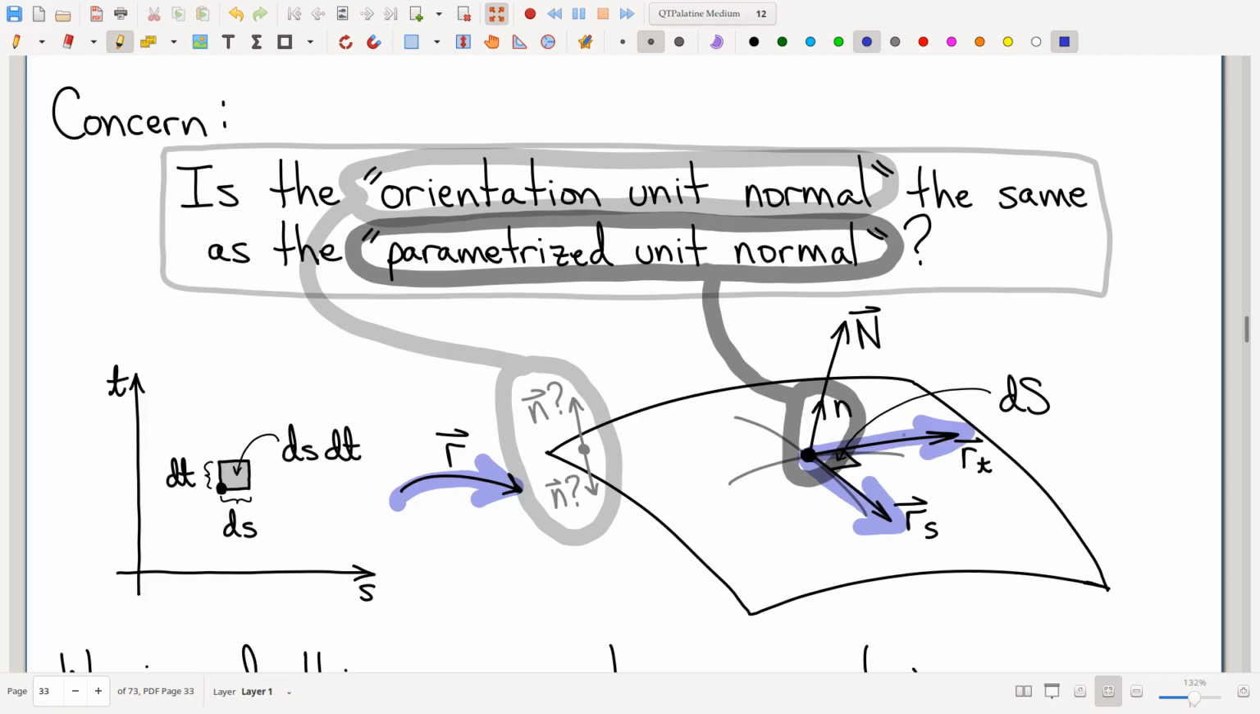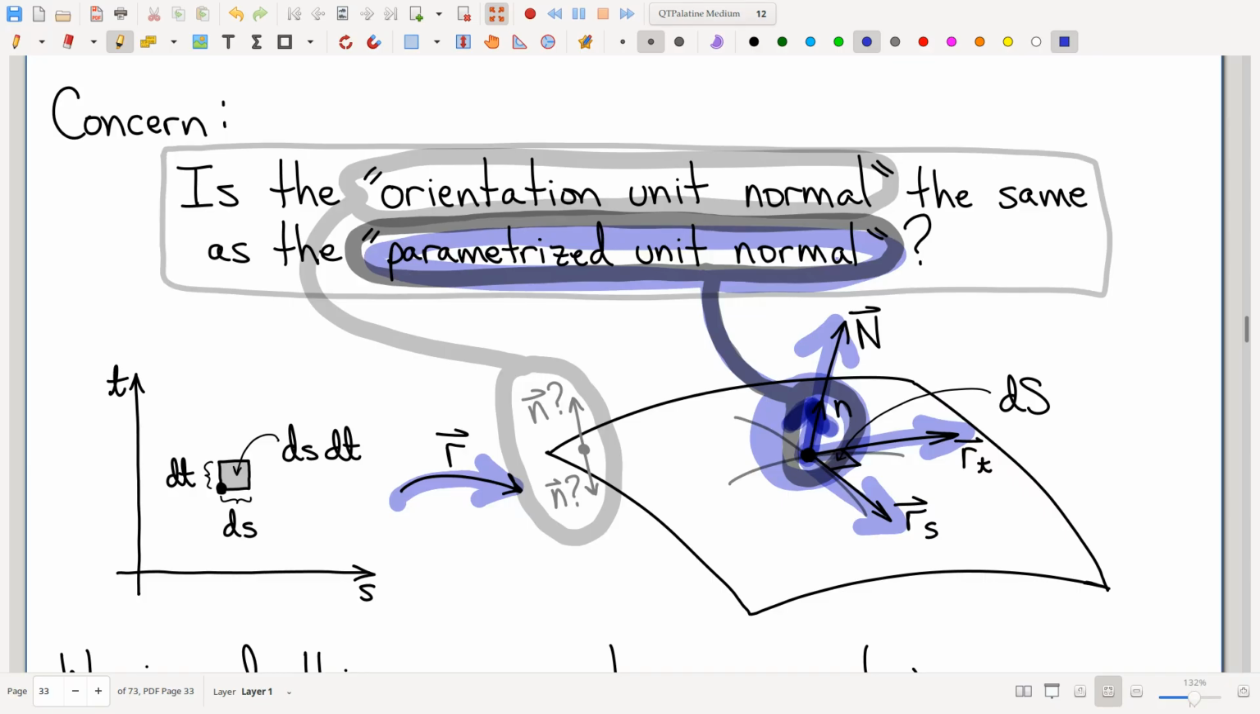Right, so these partials depend on the parameterization. Then I've got to take their cross product. That also, therefore, depends on the parameterization. Then I've got to compute the normalized unit vector in that same direction. And so that, too, depends on the parameterization, right? This parameterized unit normal depends on the parameterization that you wrote down.